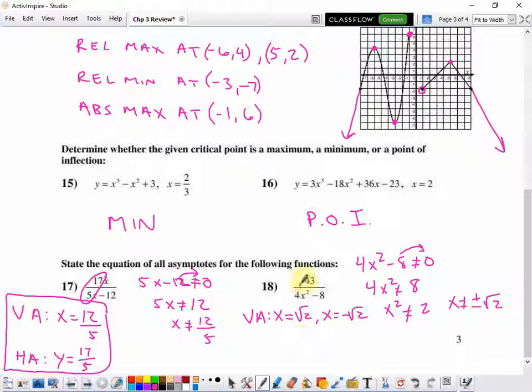The degrees do not match, so I need to make them match. So I'm going to add 0x squared to the numerator. 0 divided by 4 is 0. So there's a horizontal asymptote at y equals 0.